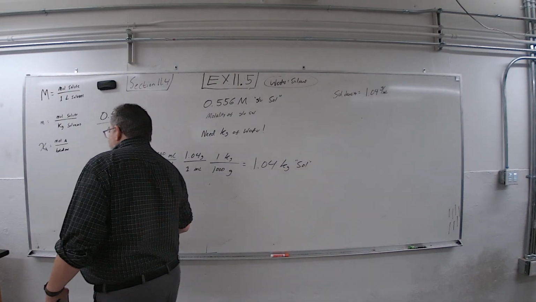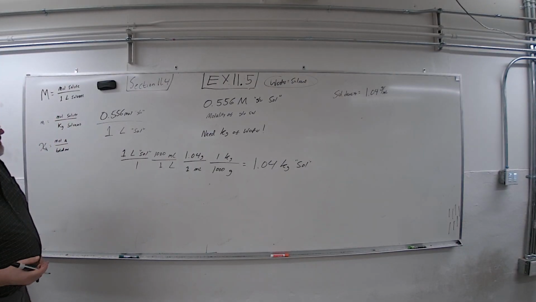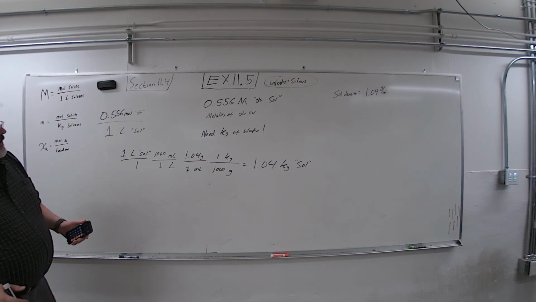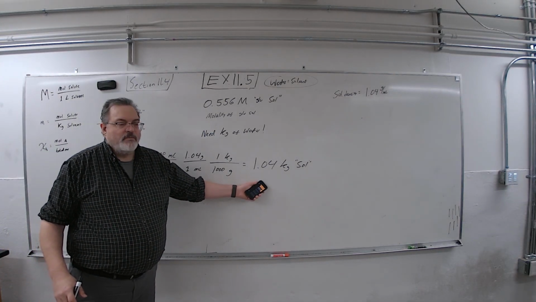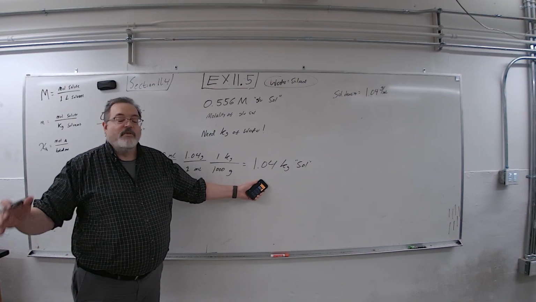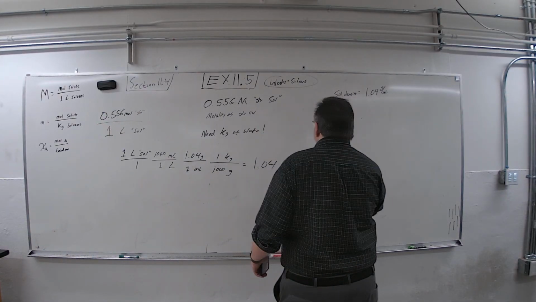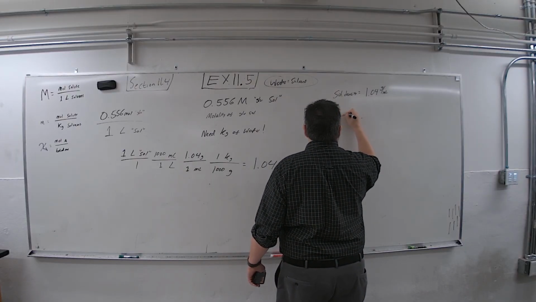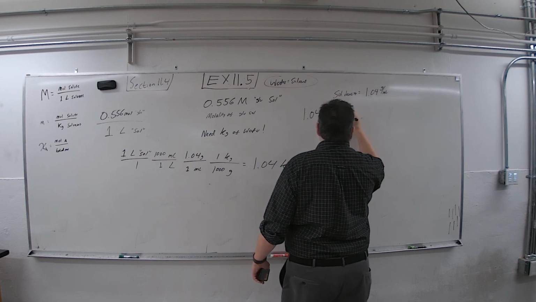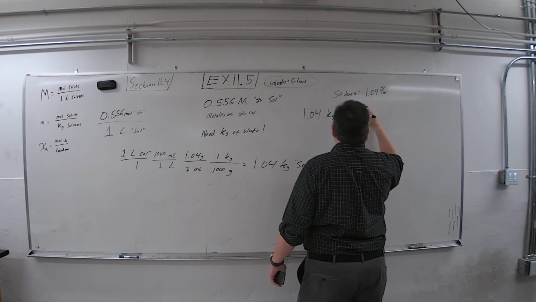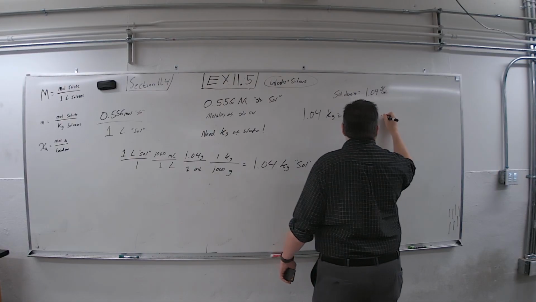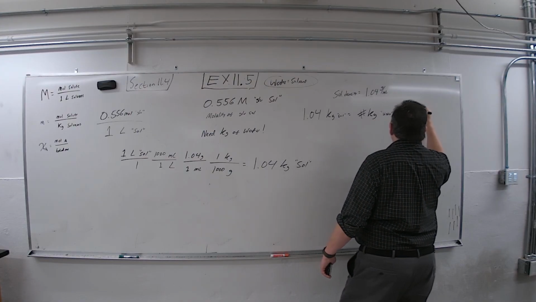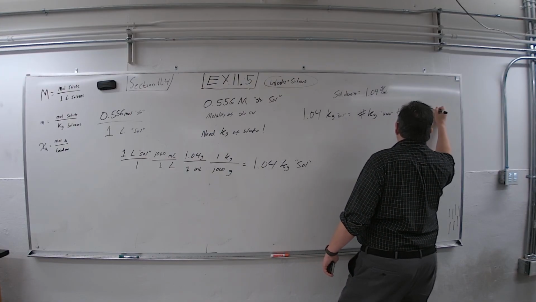Kilograms of solution. The solution is made up of both the glucose and the water. So if we subtract off the weight that comes from the glucose, then we have the kilograms of only the solvent. I'll write it like this: kilograms of solution equals kilograms of water plus some number of kilograms of glucose.